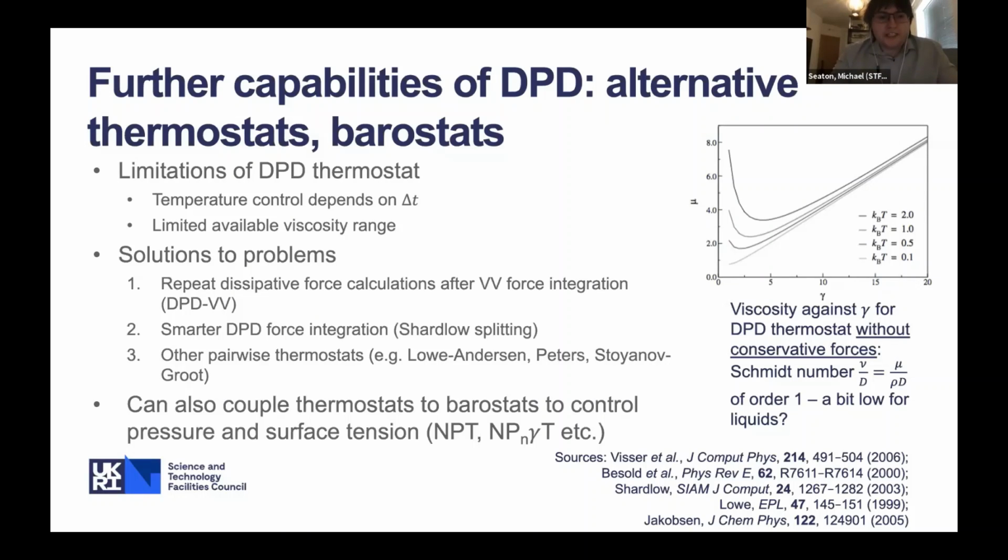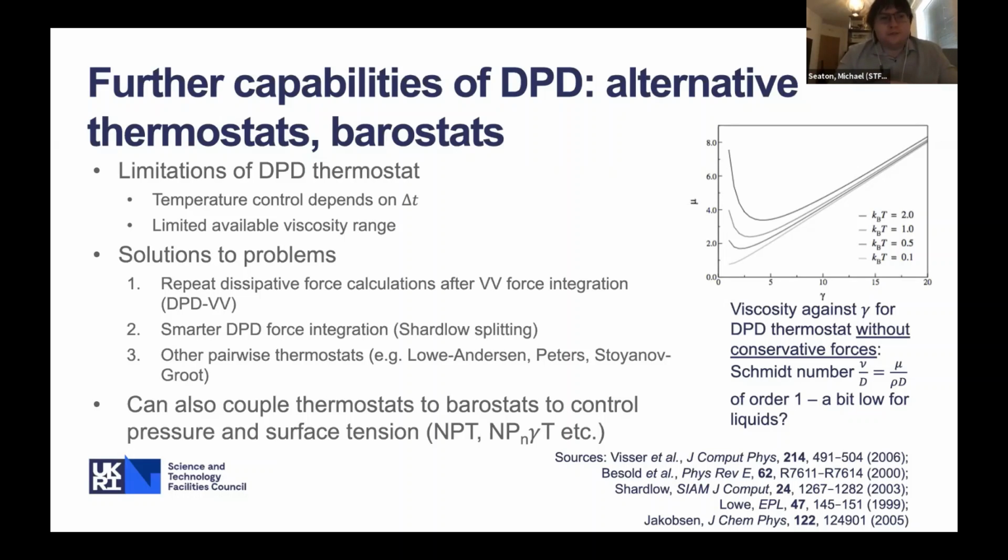Another approach is to actually integrate the dissipative and random forces in DPD in a smarter way. So techniques such as Shardlow splitting, which effectively integrate those forces before calculating and integrating the interaction forces. But then there are also some other pairwise thermostats available that apply changes to the velocities of pairs of particles after force integration. But a lot of these also have the effect of boosting the possible viscosities that you can actually use.